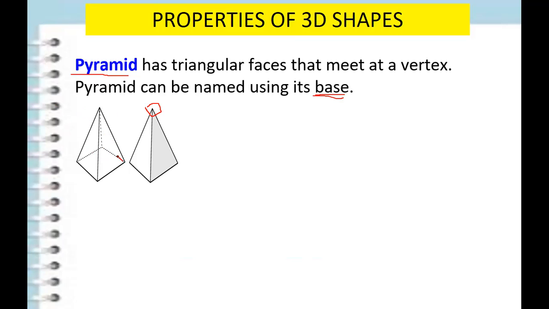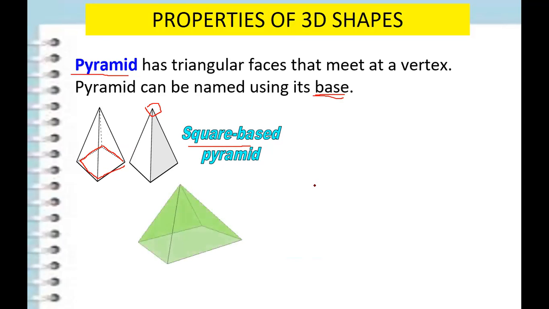What is the base? It's a square. So therefore, we call it a square-based pyramid. Okay? Why is it a square base? Because the base is a square. So they are called square-based pyramids. Remember, a pyramid can be named using its base. The bottom part is the base. So, square-based pyramid.